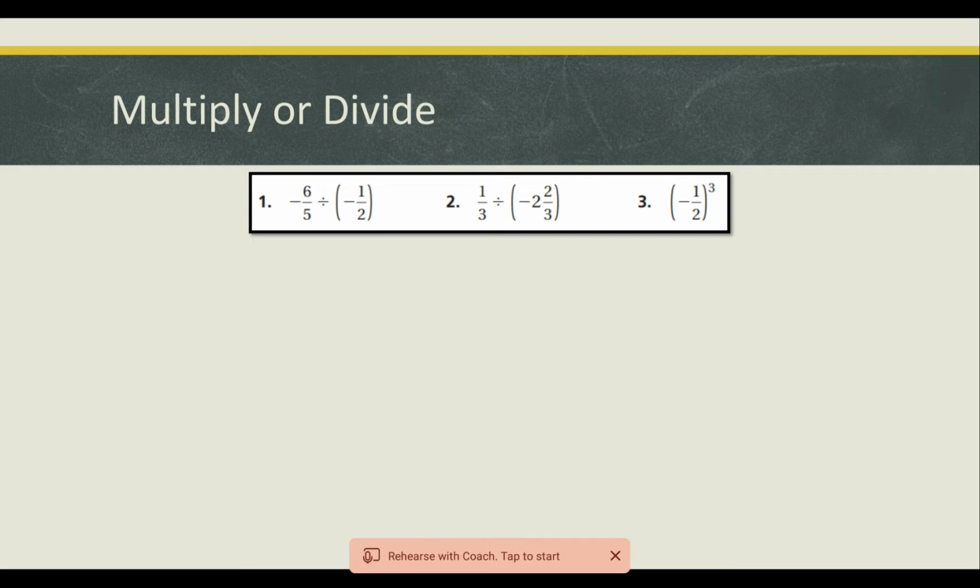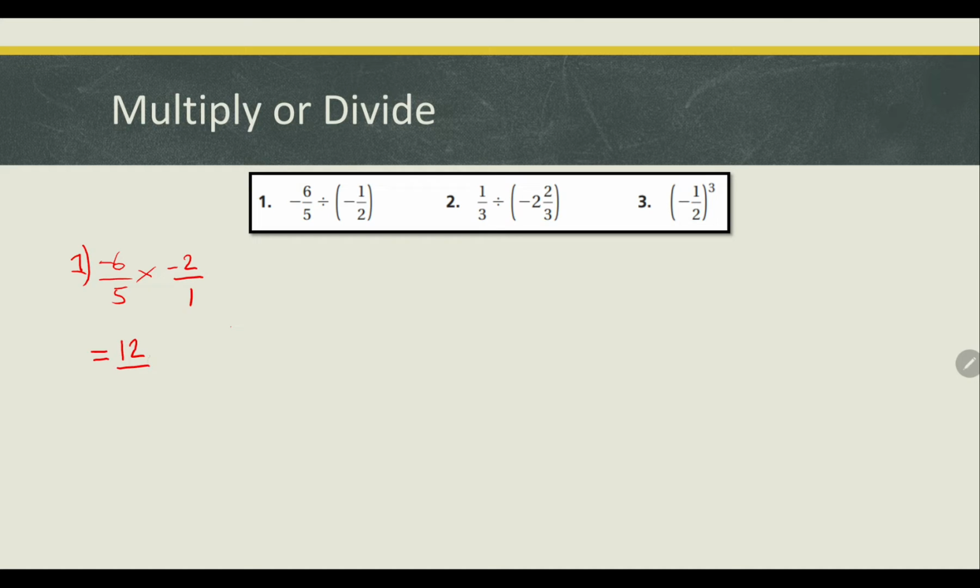Whenever we see two fractions and we divide them, we find the reciprocal. Number one: minus 6 over 5 multiplied with minus 2 over 1. We swap the numerator and the denominator of the second one. Minus 6 times minus 2 gives us 12 over 5 times 1, which is 5. Now let's change that to a mixed fraction: 2 and 2 over 5.